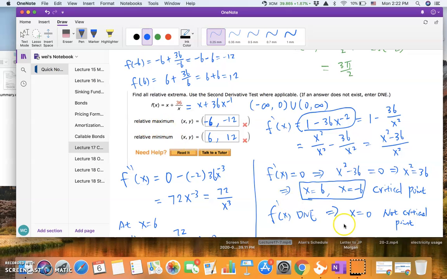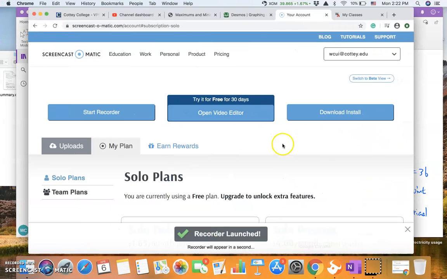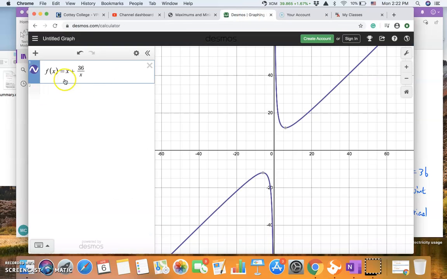Okay. Let's take a look at the graph of this function. All right. So we can see the function has a local maximum when x equals -6, and the maximum value is -12. And the function has a local minimum when x equals 6, and the minimum value is 12.